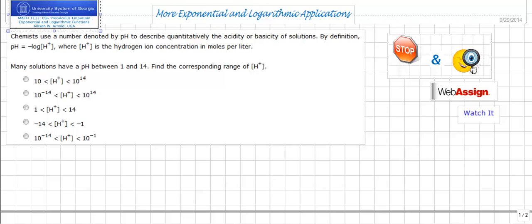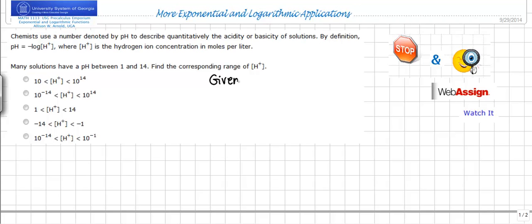Now what you're given is that many solutions have a pH between 1 and 14, so we can make note of that. We're given that 1 is less than the pH is less than 14 in most solutions. Then we also know that pH equals the negative log base 10 of hydrogen ion concentration. And you're asked to find the corresponding range of the hydrogen ion concentration.